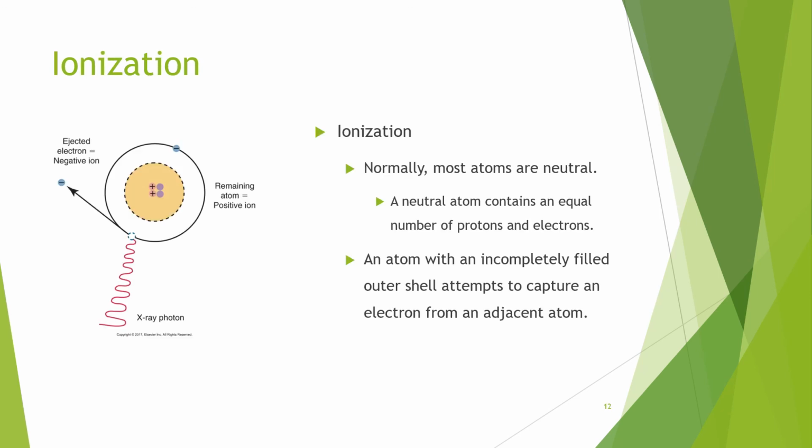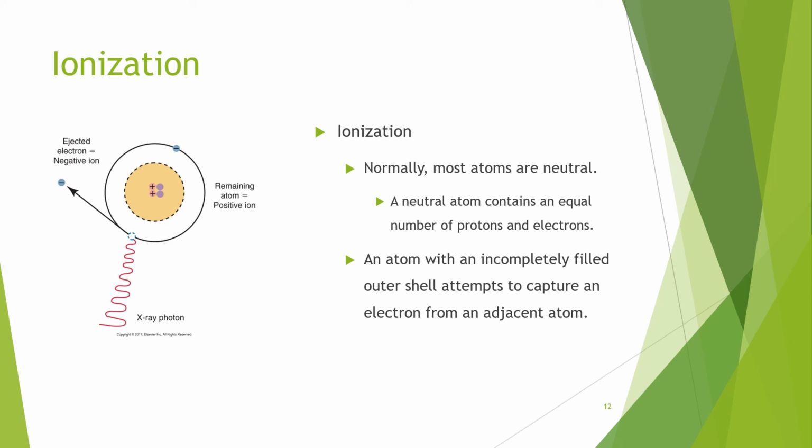Okay, so ionization. This is a very important topic. Now, normally, most atoms are neutral, right? We talked about that, where if they have the same number of protons as they have electrons, then they stay neutral. And a neutral atom contains an equal number of protons and electrons. An atom with an incompletely filled outer shell attempts to capture an electron from an adjacent atom.